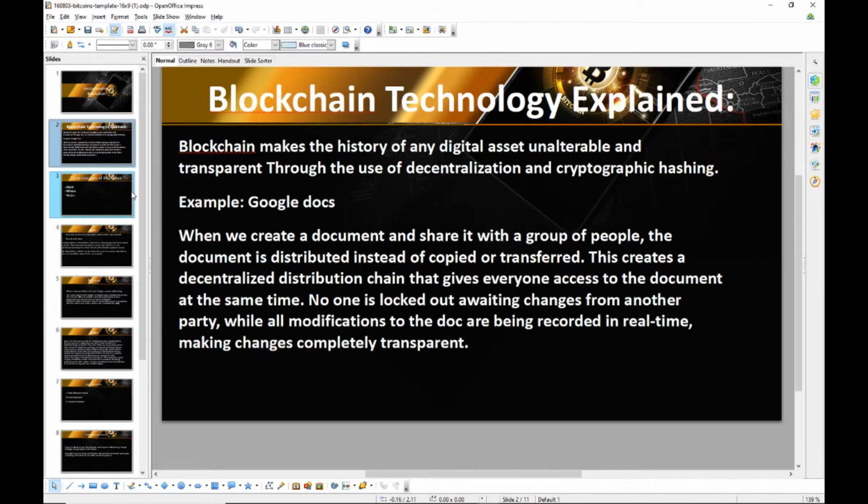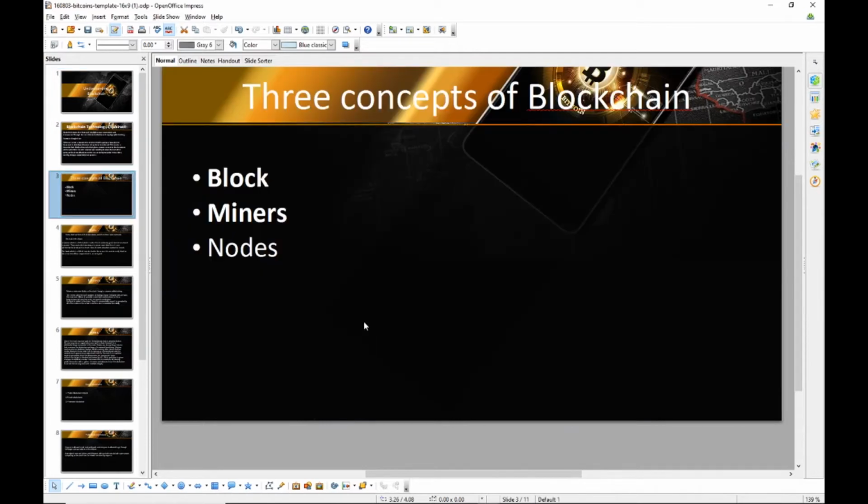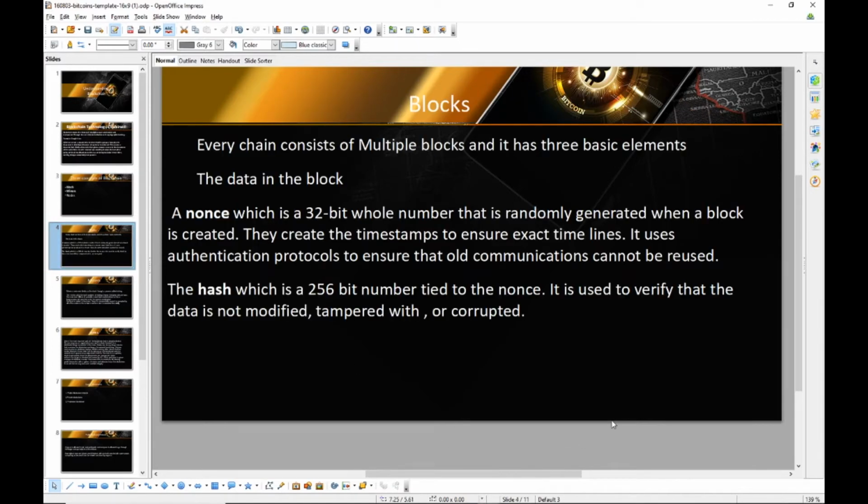Now there are three concepts of a blockchain, and those are blocks, miners, and nodes. The first part we're going to get on are blocks. Every chain consists of multiple blocks and it has three basic elements: the data in the block, a nonce, which is a 32-bit whole number that is randomly generated when a block is created, and a hash. They create the timestamps to ensure exact timelines. It uses authentication protocols so that old communications cannot be reused. And what this basically means is once it's on the blockchain, it is on the blockchain.